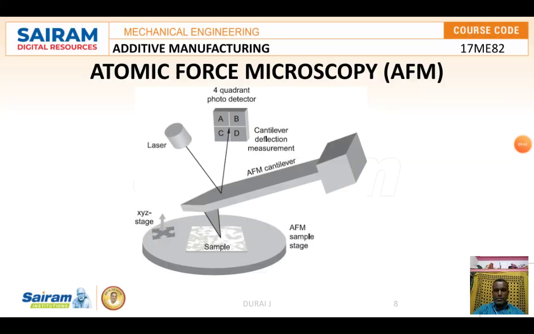So this is about the electron probe microanalyzer and the atomic force microscope. With that, this module ends. Thank you.